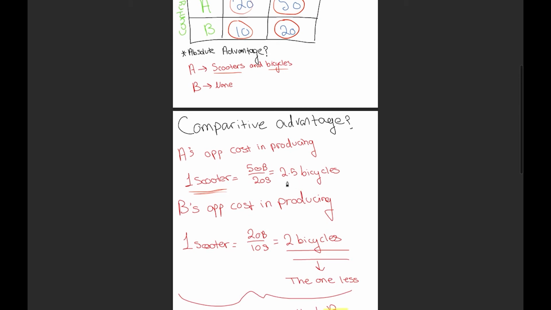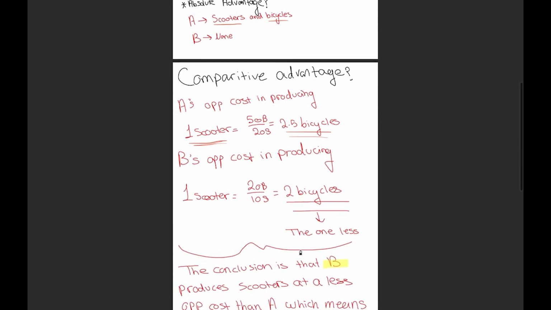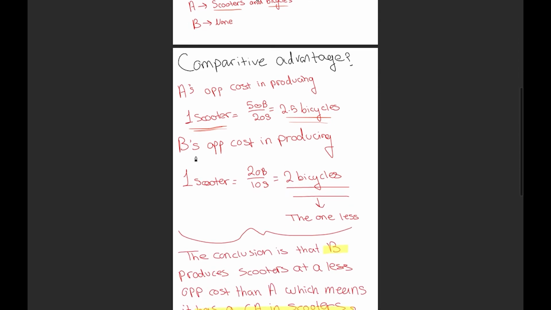After I get these two numbers, I want to see which one is the lower number, because the lower opportunity cost is the comparative advantage. So is 2.5 lower than 2, or is 2 lower than 2.5? Of course it's 2. So country B has a comparative advantage in scooters.